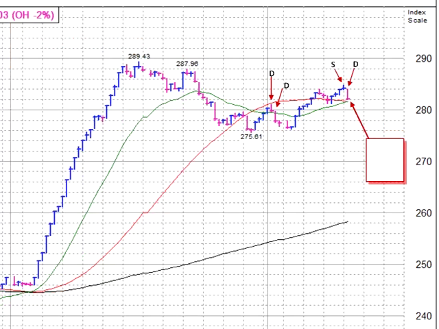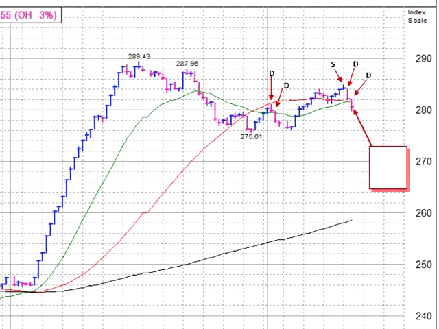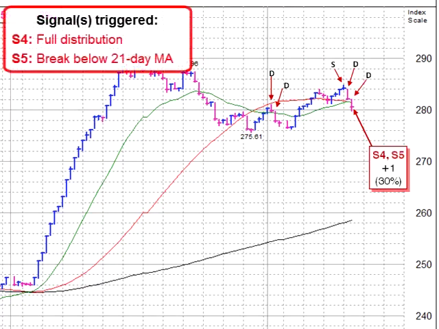Now we get a little bit more distribution, so it's full distribution back then. 3 normal distribution days, 1 stalling. So that's an S4 full distribution, puts us back to 75%. And again, another day of distribution. Now we've got 5 days, so the distribution's really piling up. And we also broke the 21-day moving average.